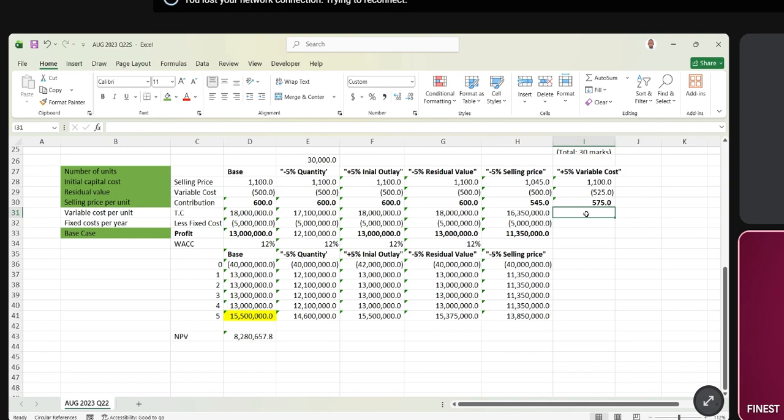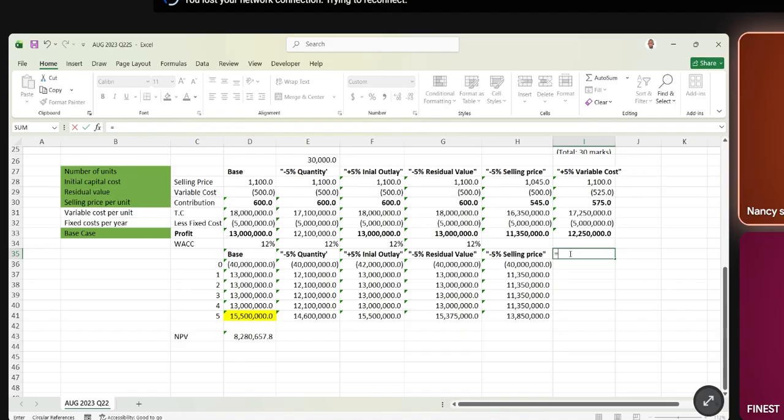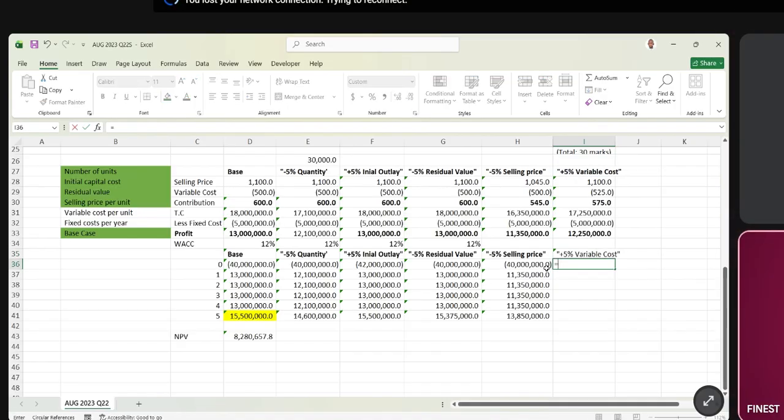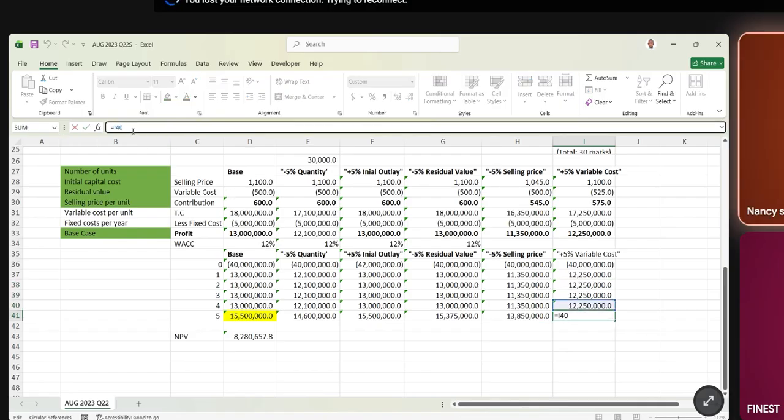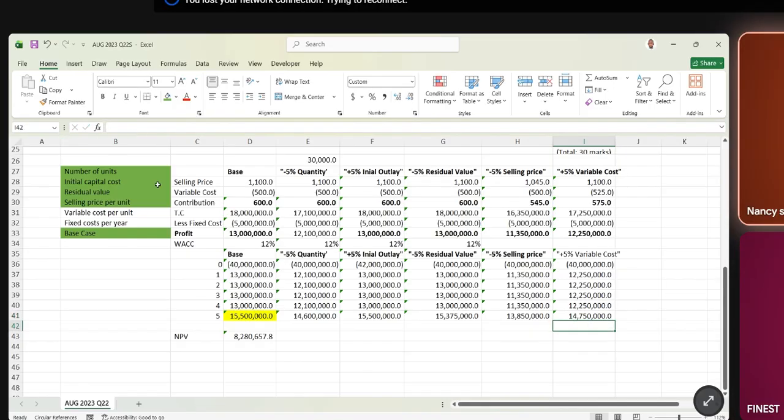Then we come and get total contribution margin, this times 30,000. We get that. Fixed cost will remain the same. Then we get this answer here. So this initial outlay will remain the same. Then bring this one here, 12 to 15, and put it down like this. Then come and add 2,500. So we are done with that.